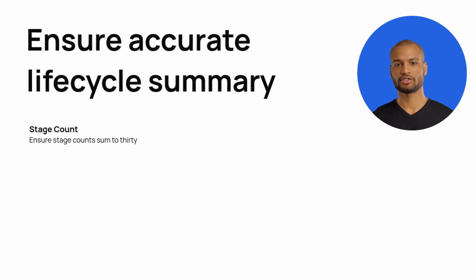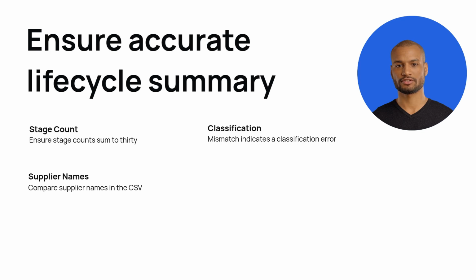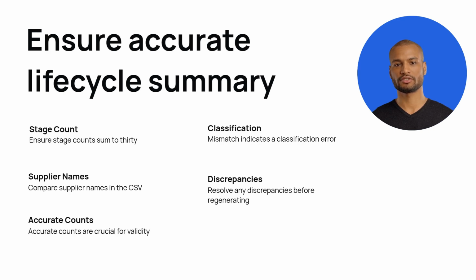Ensure stage counts sum to 30. Any mismatch indicates a classification error. Compare supplier names in the CSV against the supplier master. Resolve any discrepancies before regenerating the summary. Accurate counts are crucial for a valid lifecycle summary.